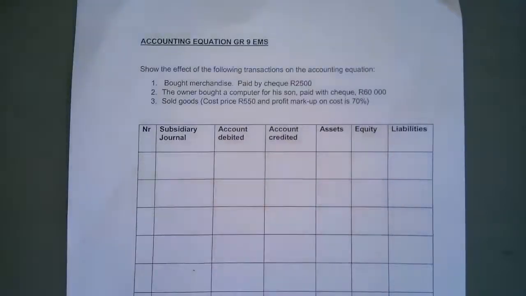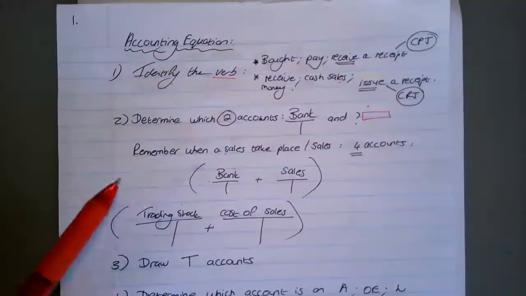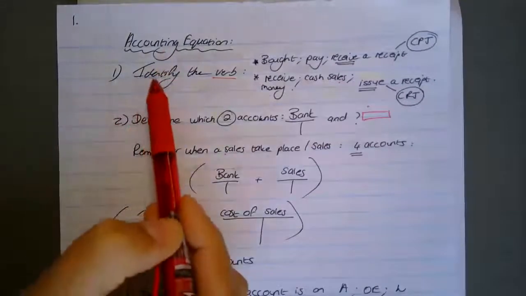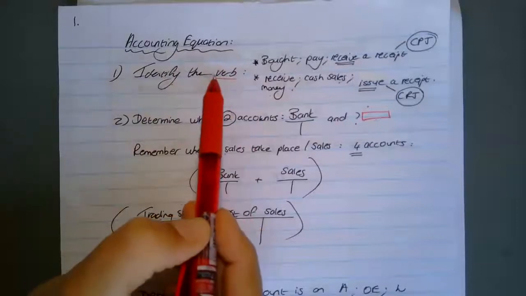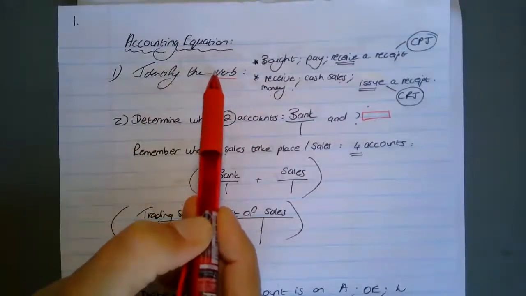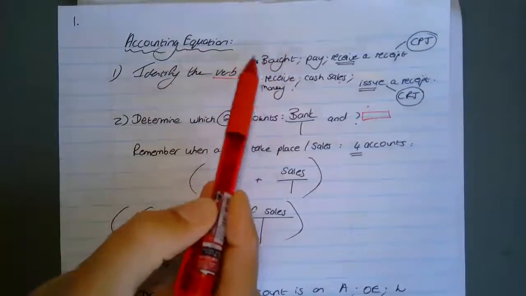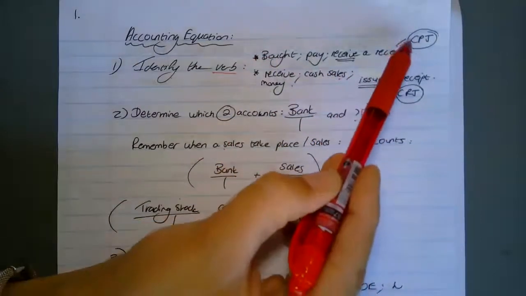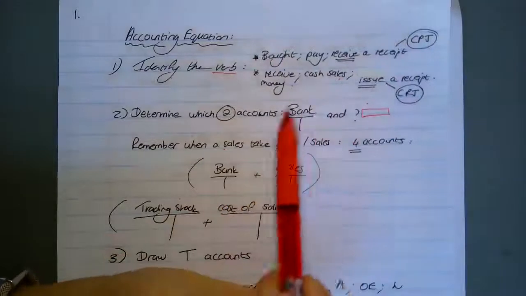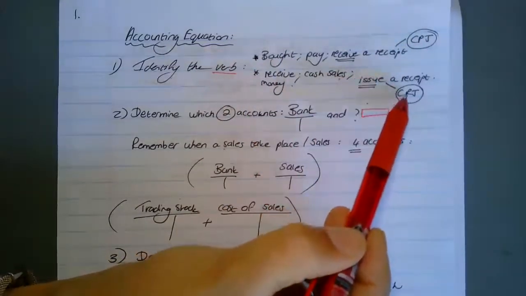Okay, so let's quickly look at the steps, and I want you to please make notes of this, that you need to follow when you complete an accounting equation. The first thing we do is identify the verb. Because if you identify the verb, it will tell you whether this transaction is a payment transaction or a receipt transaction. If it's a payment transaction, you need to book this information over into the cash payment journal. If it is money you received, you need to book it over to the cash receipt journal.